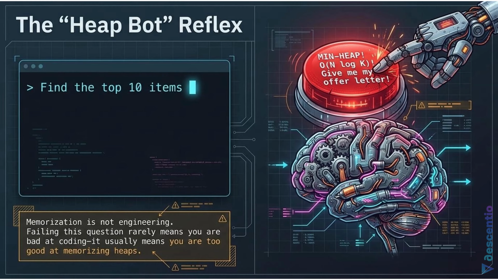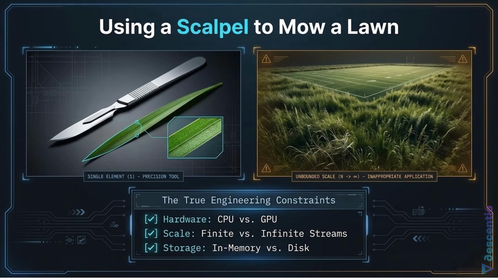Okay, let's unpack this. If you jump straight into a heap without asking about the underlying data, you are basically trying to use a surgical scalpel to mow a lawn. I love that analogy so much. It's perfect. Because a scalpel is exceptionally sharp. It's precise, but its precision is totally mismatched to the volume of the task. You will literally be out in the grass all year.